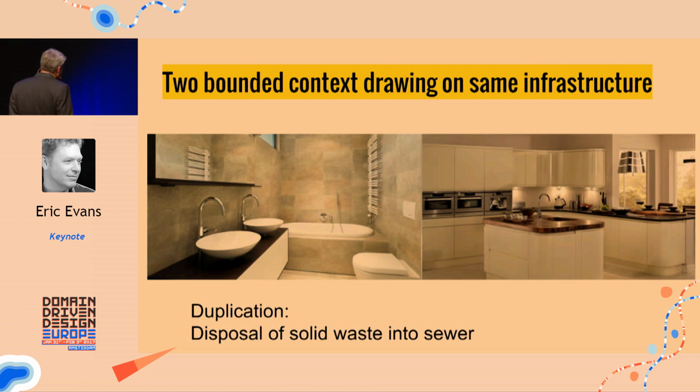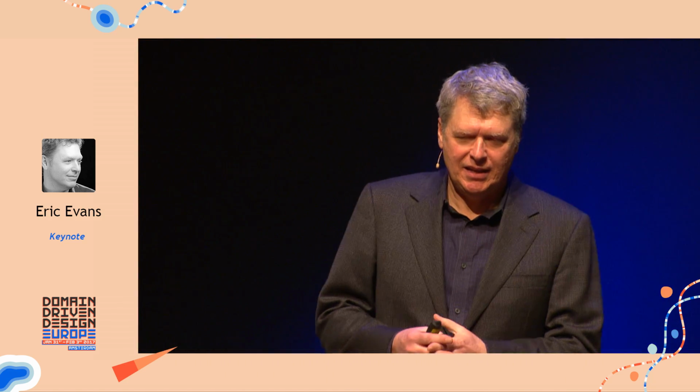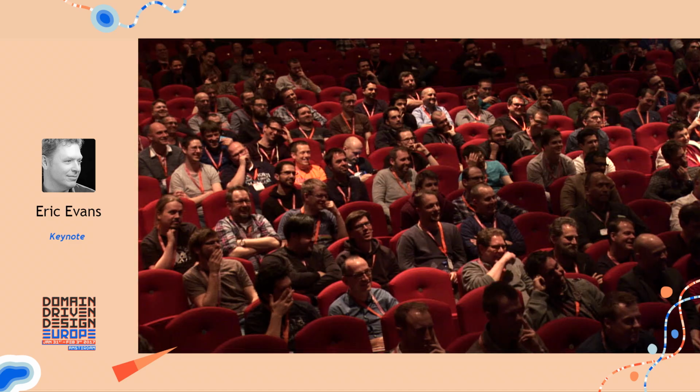And so let's take a specific feature. In both of these contexts, we have a way of disposing of solid waste. In the kitchen, most modern kitchens, the sink has a garbage disposal. So if you drop food down into the drain and you push the button, it will grind up the food and it goes down into the sewer. And in the bathroom, we have a toilet, and I don't need to explain to you, I think, how toilets dispose of solid waste. So, shall we refactor? And we need one way of disposing of solid waste.